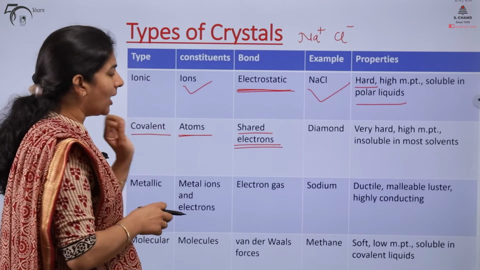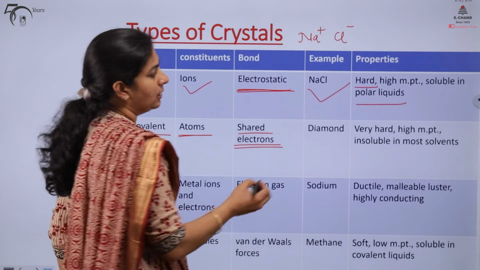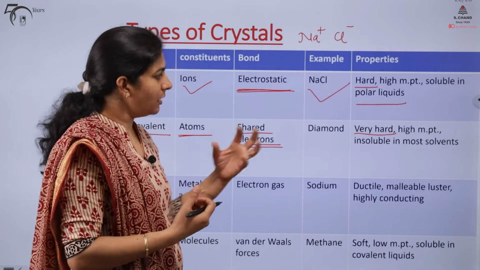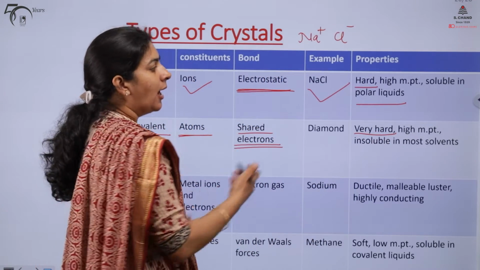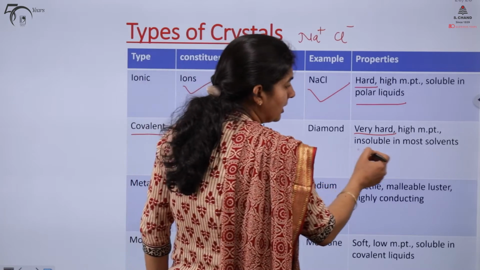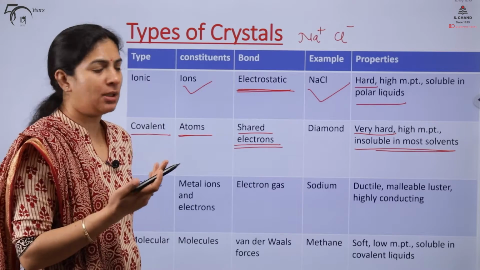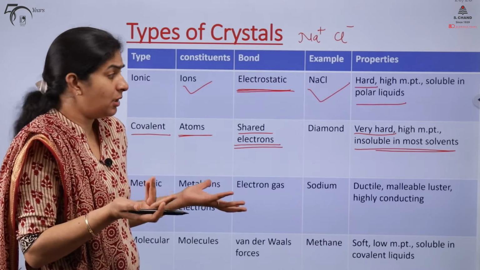Now, the speciality of these covalent crystals is that they are again very hard because of the high magnitude of these forces, and they have a high melting point. Since these are non-polar, diamond, have you ever given a thought that diamond can be dissolved?